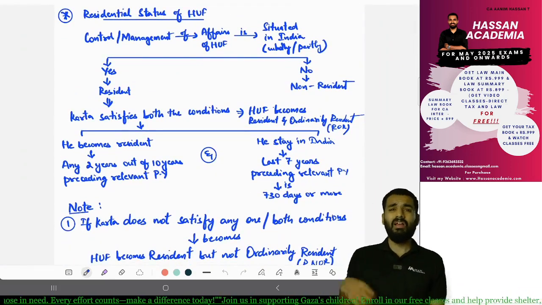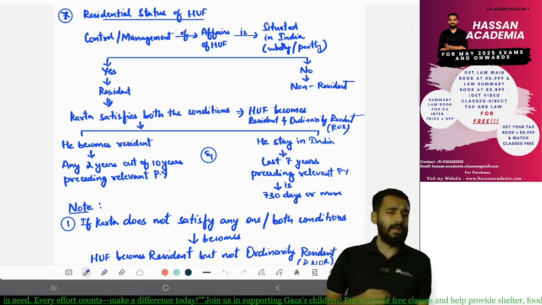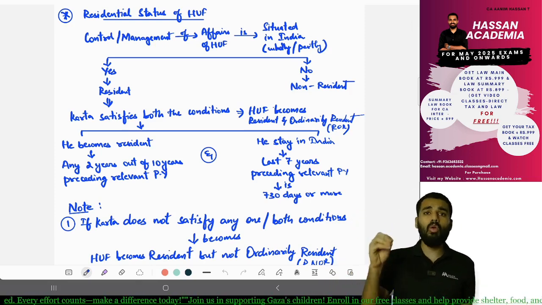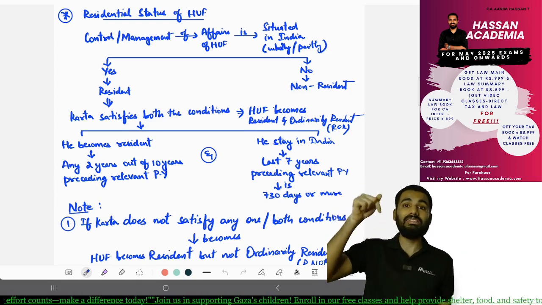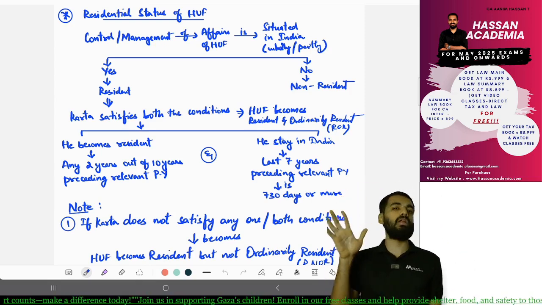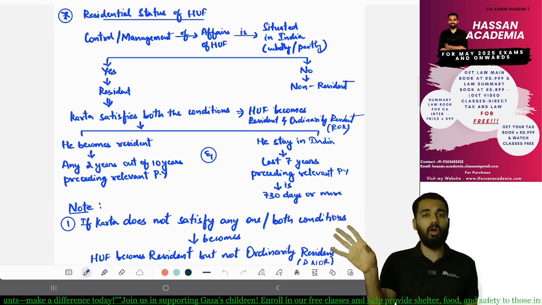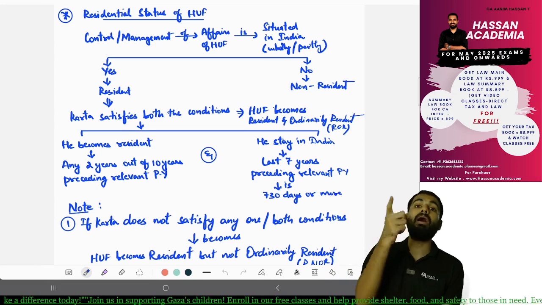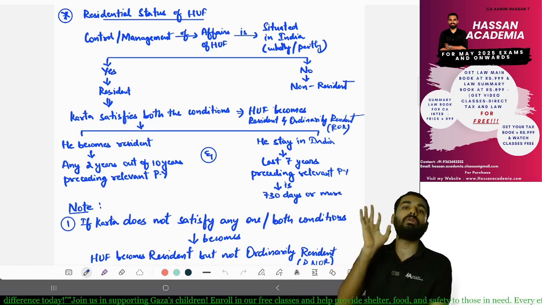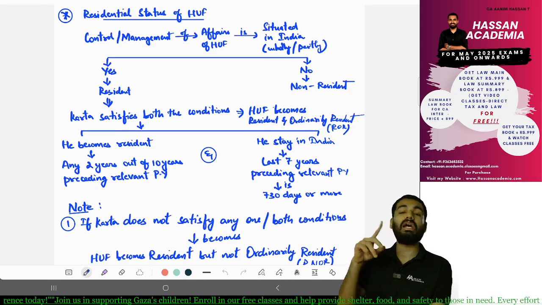Next, HUF. How can a HUF become a resident? If the control or the management of the affairs of the HUF is situated in India, it becomes a resident. Otherwise, it is a non-resident. Now, we have to see how a HUF can become ROR or RNOR. That depends on the Karta of the HUF.